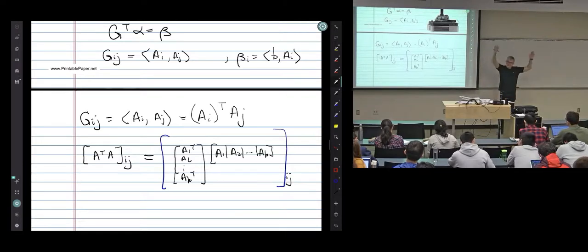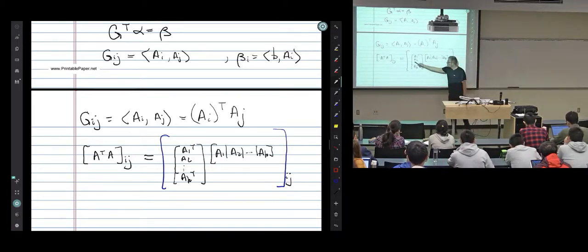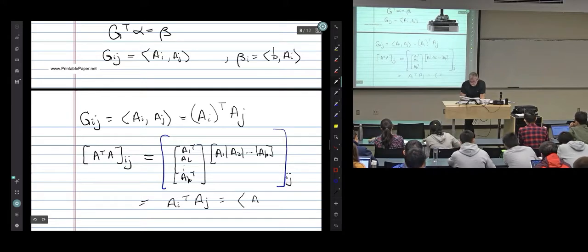Now, do you guys remember homework 1? No, it's way too long ago. Okay, so what is the ij entry of this matrix? It's the ith row of this matrix times the jth column of this matrix. It's this, okay? Homework 1, yay! So that's Ai transpose Aj, which equals the inner product.